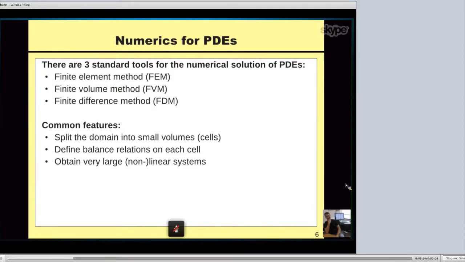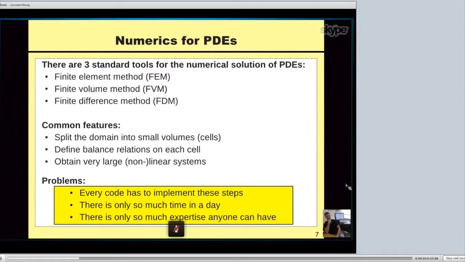So when you write down these balance relations, they give you a system of equations for the values on this cell relating to the values on the neighboring cell, so you always come out with a typically very large linear or nonlinear system. And the three methods that I list here, the finite element, finite volume, and finite difference methods, really only differ in how you define these balance relations on every cell compared to the neighboring cells. But ultimately, they come out at the same thing, namely a large linear or nonlinear system, and they all are based on subdividing your domain into small volumes, that's into cells.